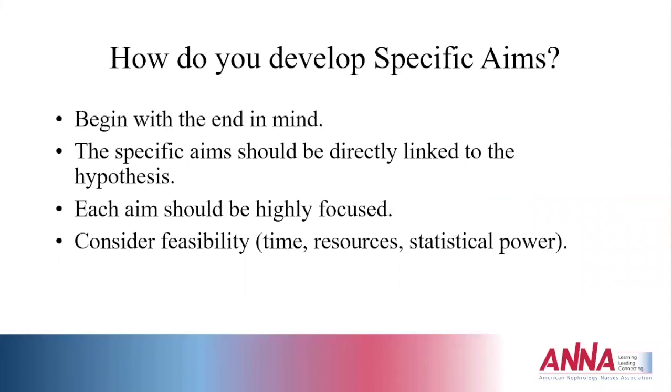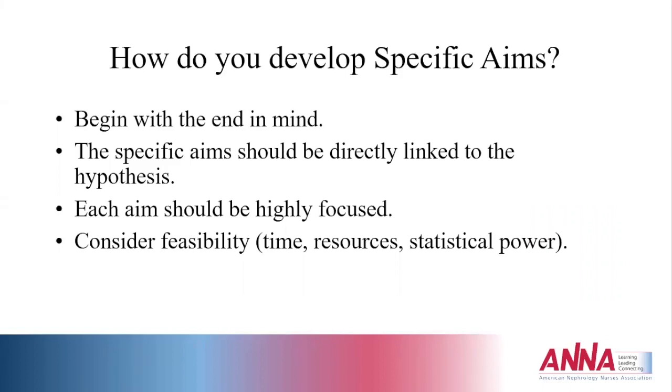So how do you develop specific aims? You kind of start with the end in mind. So if you're looking at where you want to go, work backwards from there. The specific aim should be directly linked to the hypothesis. Each aim should be highly focused. So if you start to use the word "and" when you're building specific aims, then that probably needs to be another aim. So move it down to the second line, and that's your second aim.